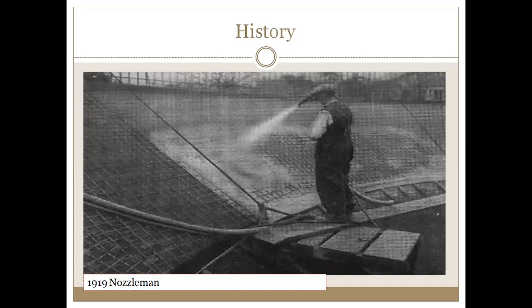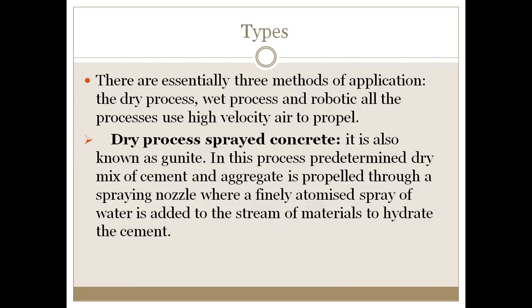History of shotcrete. In this picture, we can see that in 1919, a nozzleman is spraying concrete. There are essentially three methods of application: the dry process, the wet process, and robotic. All the processes use high velocity air to propel the material.